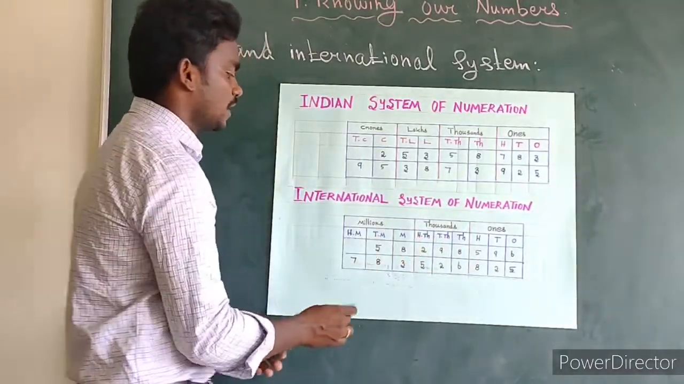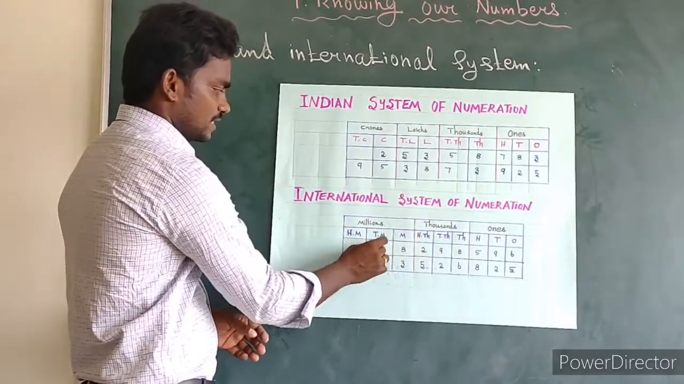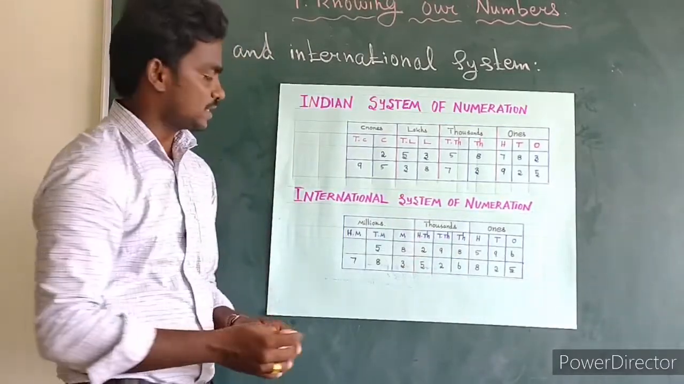See how to read this number: 58. 5 is in the ten million place and 8 is in the million place. So how to read it?